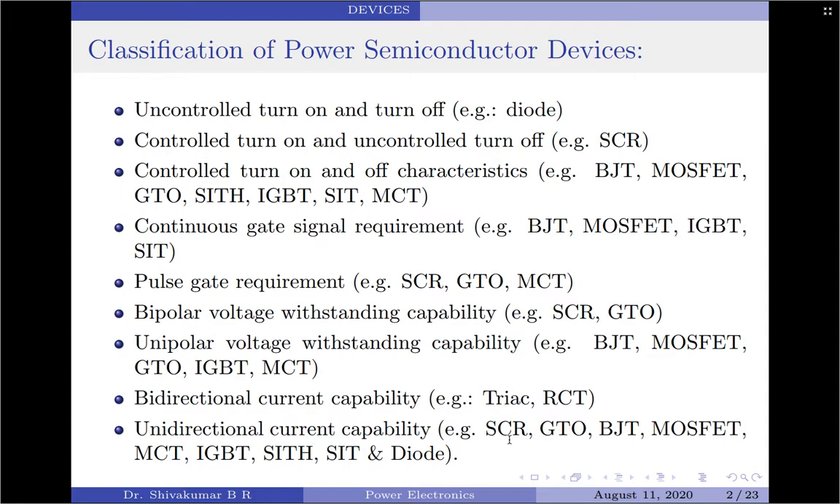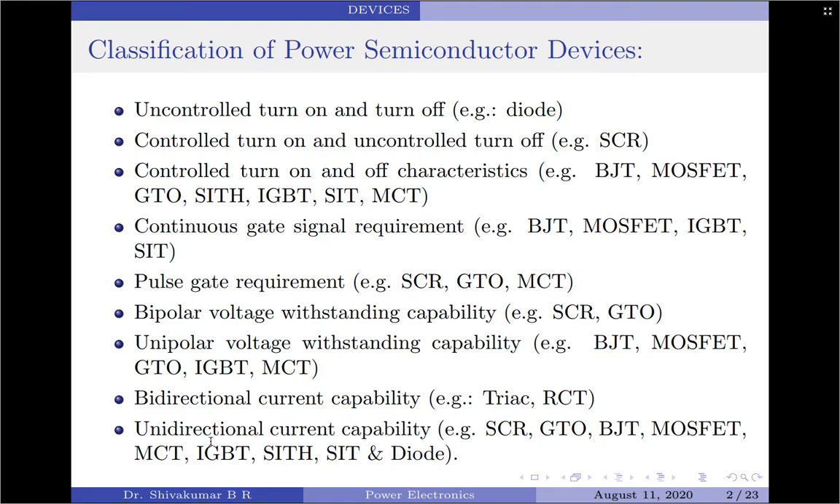So is the case for most of the other devices available in the list here, for example, a BJT, MOSFET and all. They conduct current in only one direction. The current cannot flow from the other direction. For example, for an SCR, the current can never flow from cathode to anode. And that is why we call them unidirectional current carrying capability devices. So this was about the classification of power semiconductor devices.